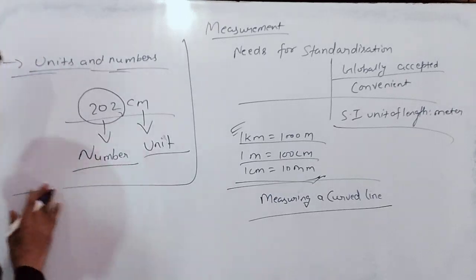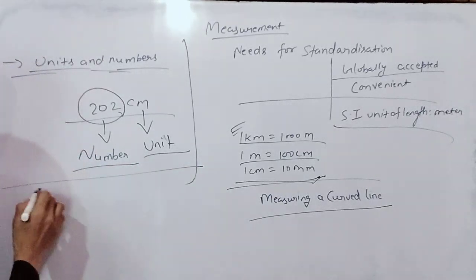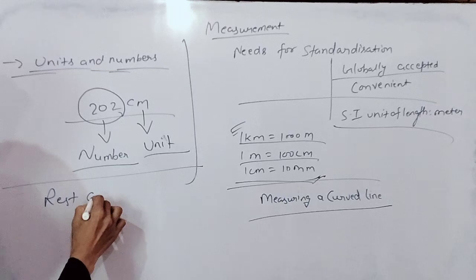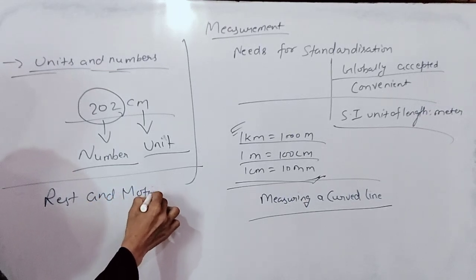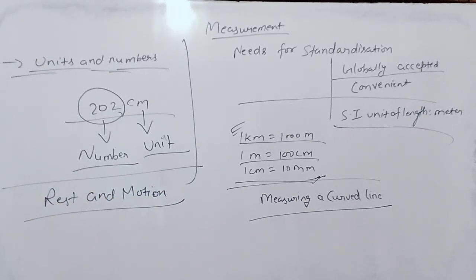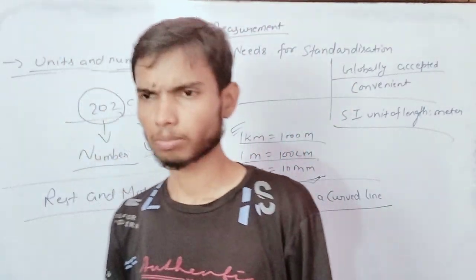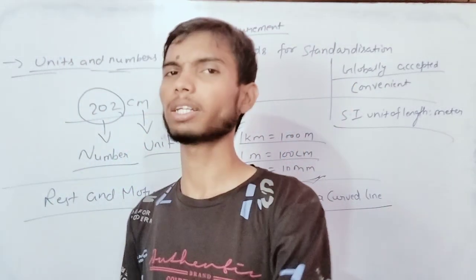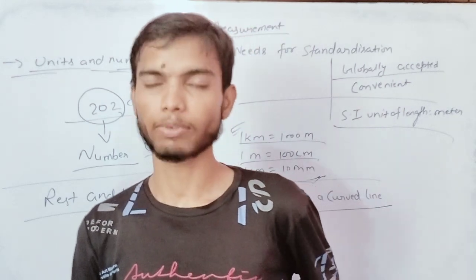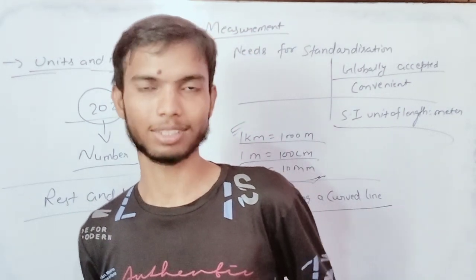Now, next concept. What do you think about rest and motion? I know most of you are familiar with these words. We will expand the meaning of rest and motion. As you know, the meaning of rest is that an object is at rest. We can say the object is in rest.